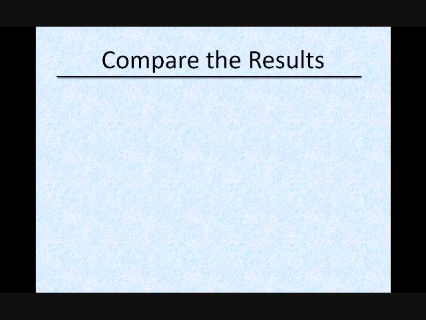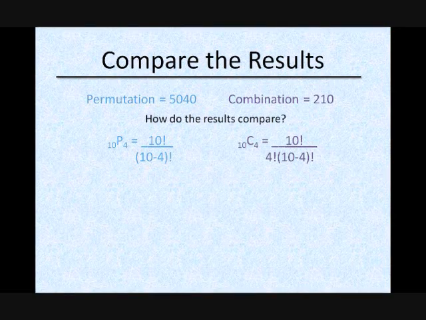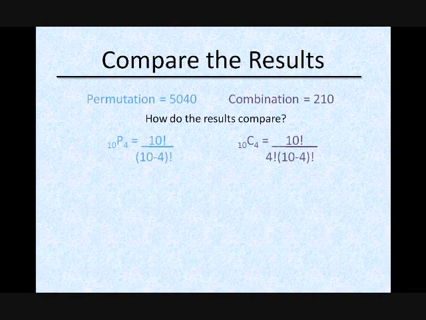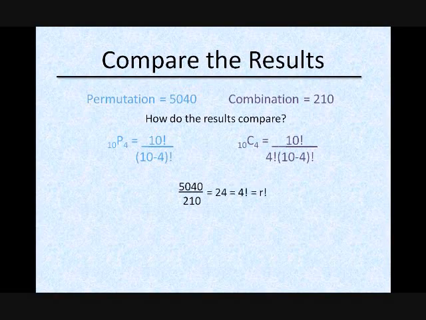Let's compare the results. Our permutation answer was 5040 and our combination answer was 210. If we look at their formulas, we can see that the only difference is the extra 4 factorial in the denominator of the combination formula. If we take the permutation answer divided by the combination answer, we get 24, which equals 4 factorial.